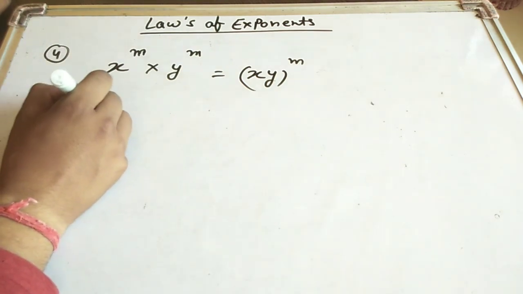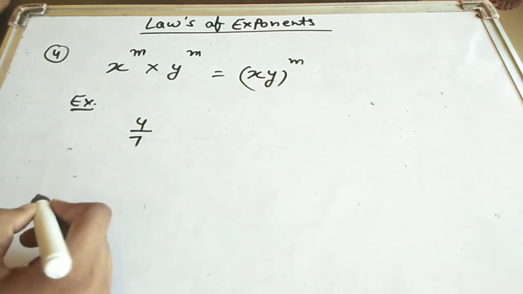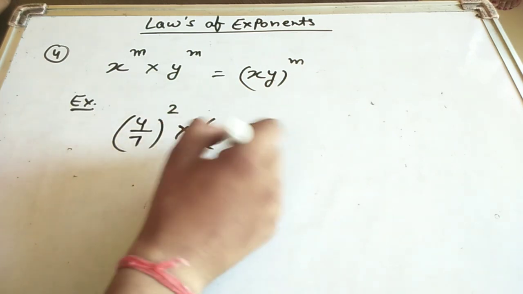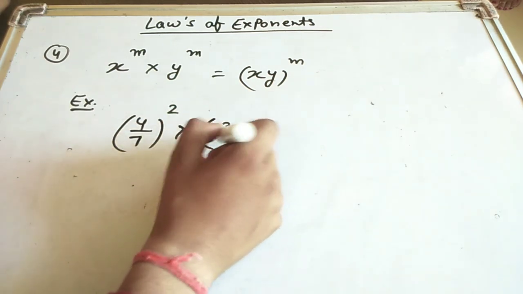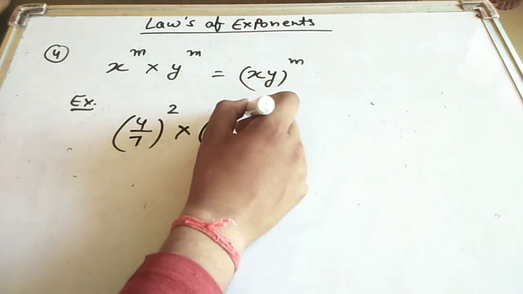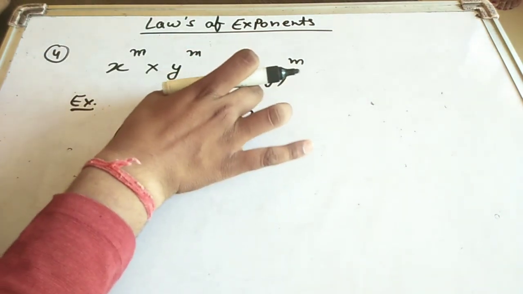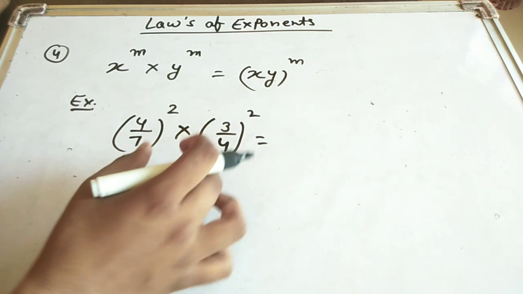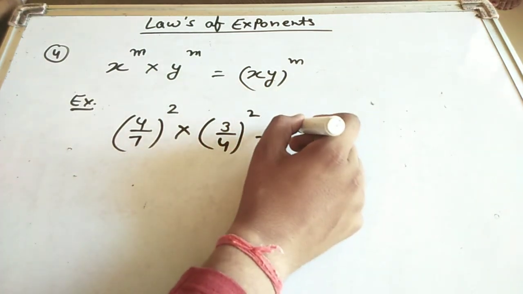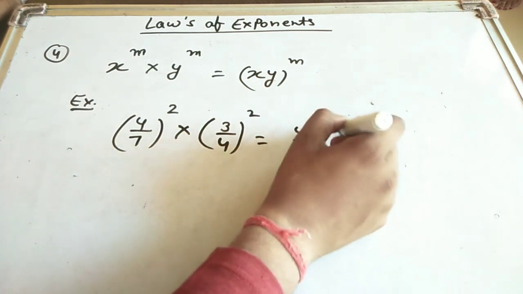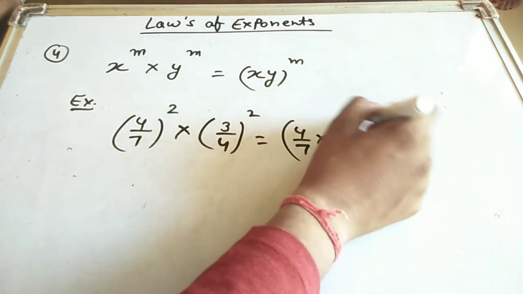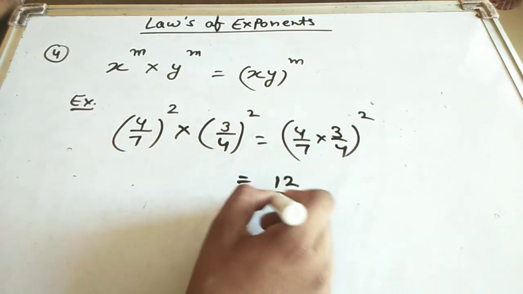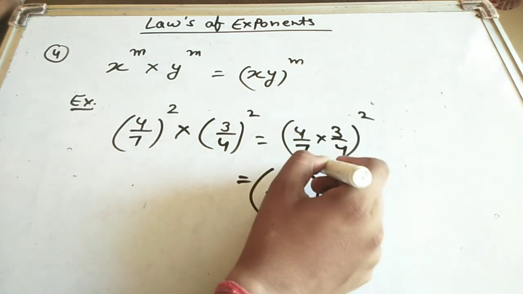Okay, let us take an example. 4 by 7 to the power 2 multiplied by 3 by 4 to the power 2, because the exponents should be equal and the bases should be different. Okay, so multiply the bases. So 4 by 7 multiplied by 3 by 4 and whole power is 2. So we get 4 times 3 is 12 and 7 times 4 is 28, and the power is 2.